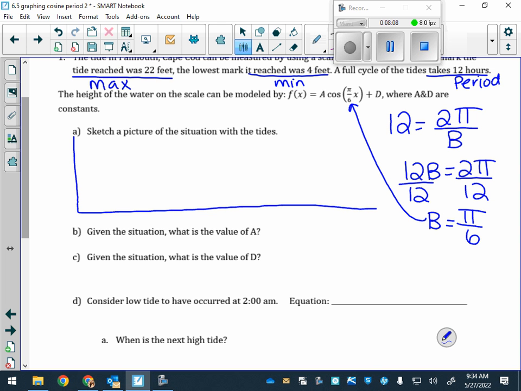Okay, so we're not going to graph yet. We're going to fill out our x and y axis by what we know. Okay, so one full rotation takes 12 hours, right? So I know I am going to end at 12.